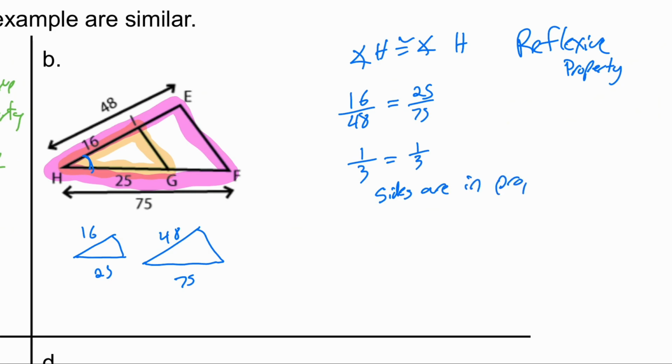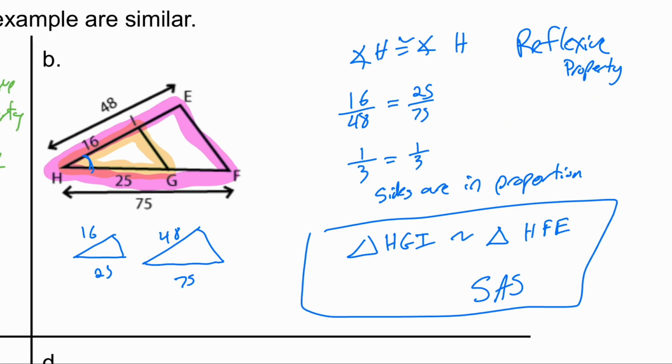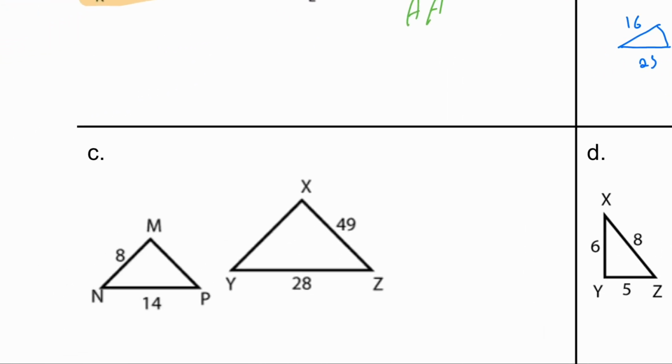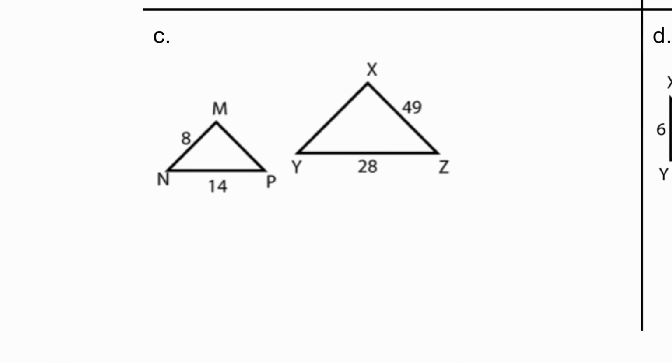So since these sides are in proportion, we're able to say that these two triangles are congruent. I'm sorry, similar. We have triangle HGI is similar to triangle HFE because of side, angle, side for similarity. All right, two more questions, two more examples, and then I'll get you some practice on this.